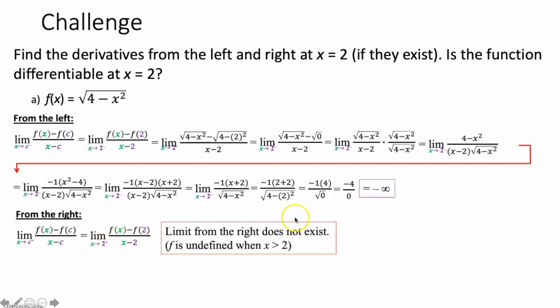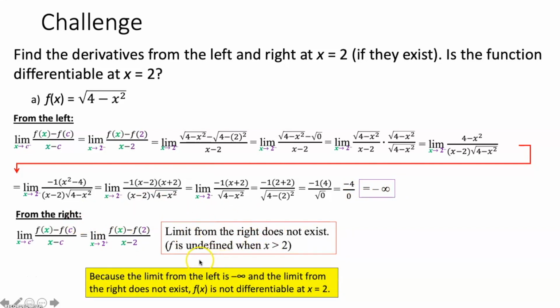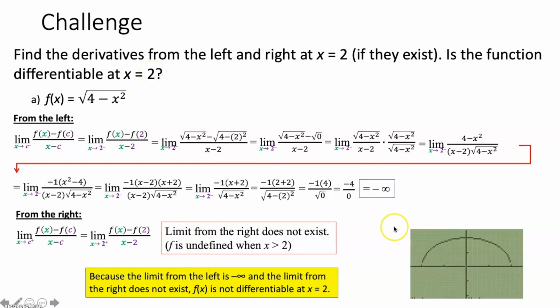Therefore, because the limit from the left is equal to negative infinity and the limit from the right is not even defined, then we can say that the function is not differentiable at x equals 2. And we can confirm that with our graph. You see that this actually creates a semicircle with a radius of 2, and any x values greater than 2 are not part of the function. They're not in the domain of the function.